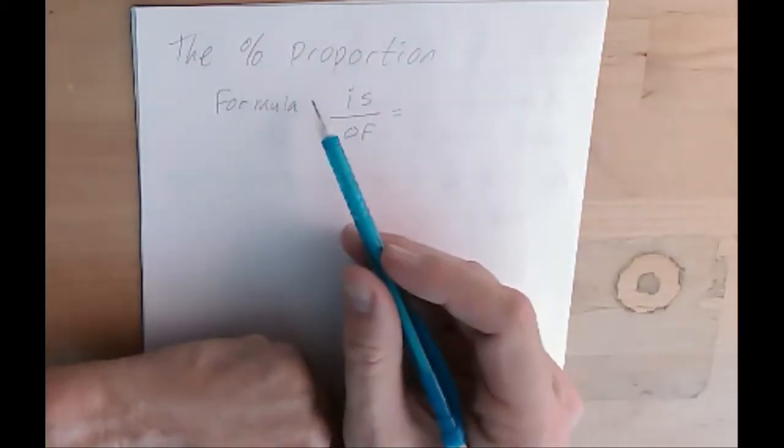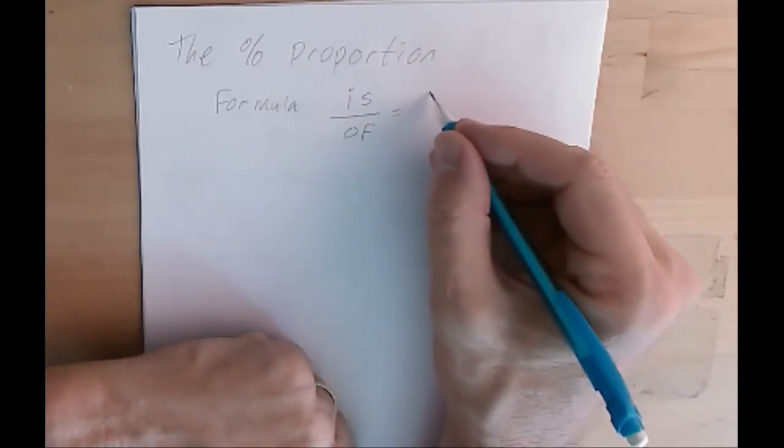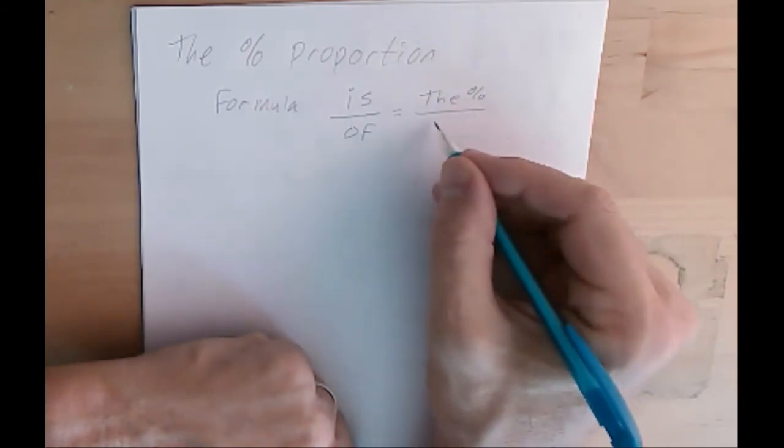So the percent proportion formula is is over of equals the percent over 100.